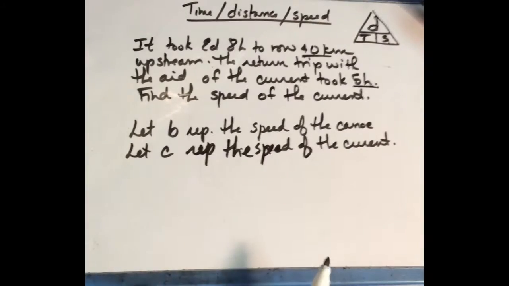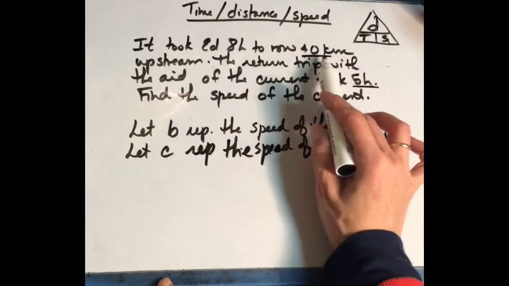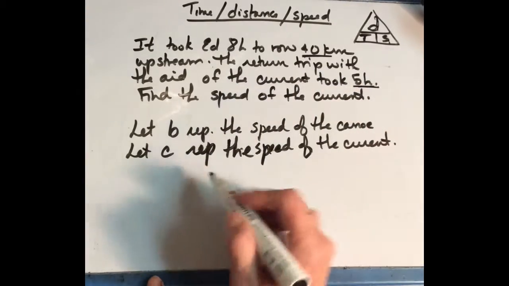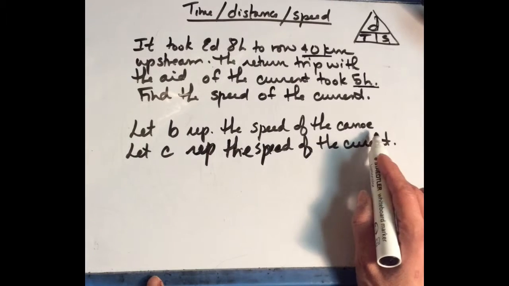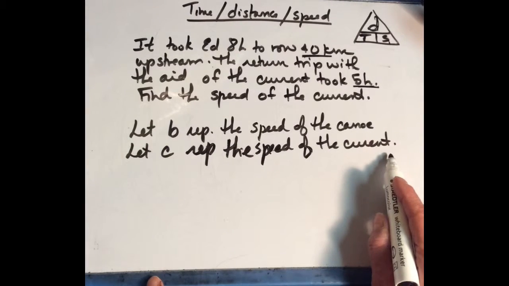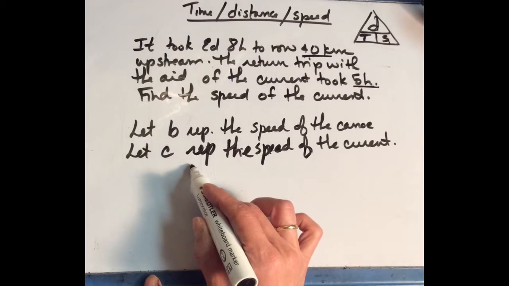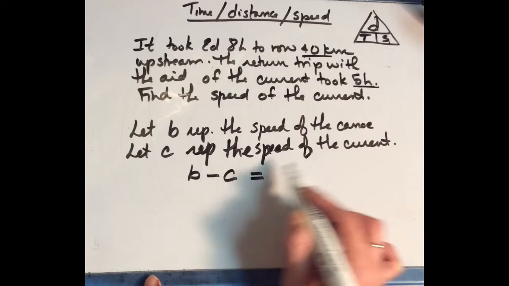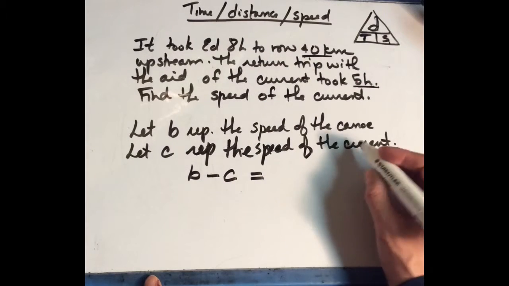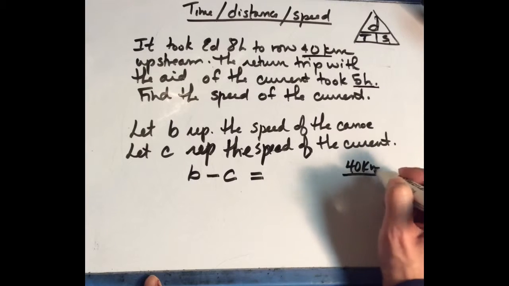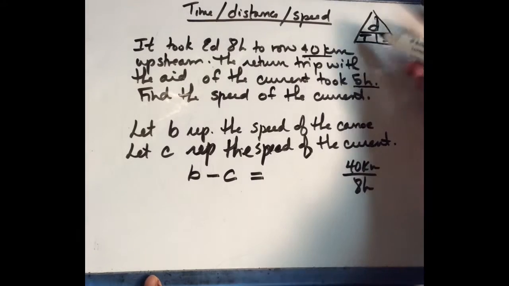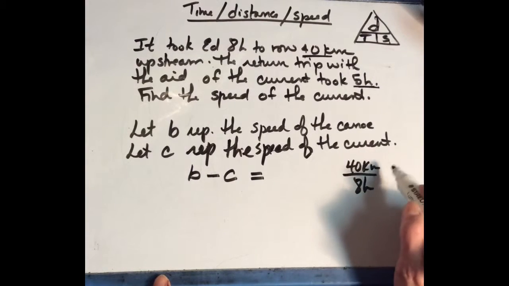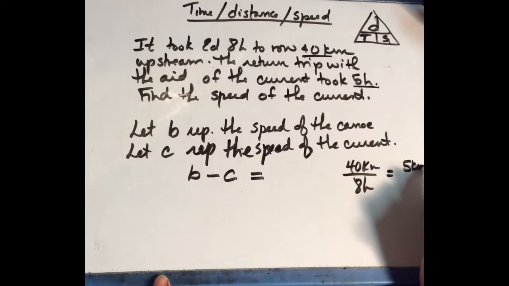it took Ed 8 hours to row 40 kilometers upstream. The return trip with the aid of the current took 5 hours. So if we let B represent the speed of the canoe and let C represent the speed of the current, what we have is the boat upstream, B minus the current, is equal to, well, let's look at this. We have 40 kilometers and it took 8 hours. And if you look at this relationship, speed is distance over time, which is what we did here. And you can see that was 5 kilometers an hour.